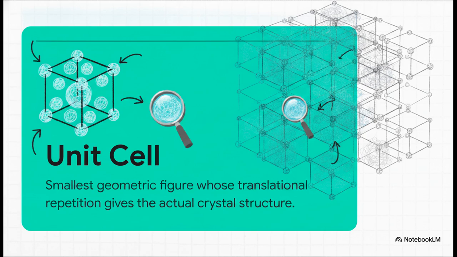Now here's the crucial takeaway. You don't need to study a billion individual atoms to understand a whole crystal. You really only need to study its unit cell. The unit cell is basically the absolute smallest geometric building block that still perfectly reflects the entire structure and all the properties of that crystal. Imagine taking this tiny unit cell and just copying and pasting it over and over again in all three dimensions. That translational repetition builds the entire crystal.